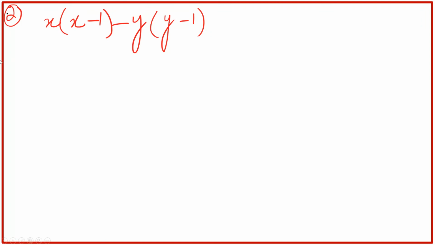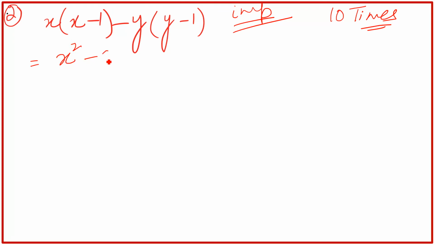Move on to the second question. x(x - y) - y - 1. Can we take anything common? No. So here, this is an important question. Important means you have to practice it 10 times, and this question will come in the exam.